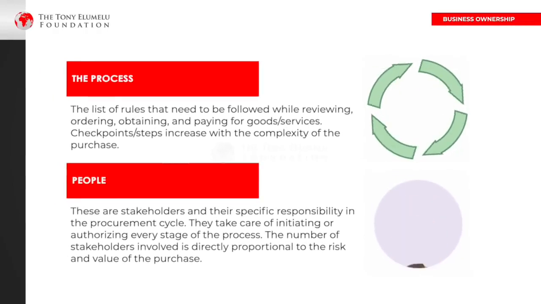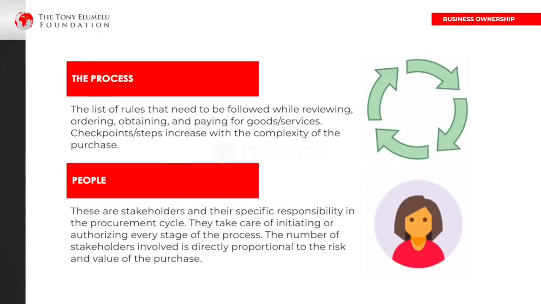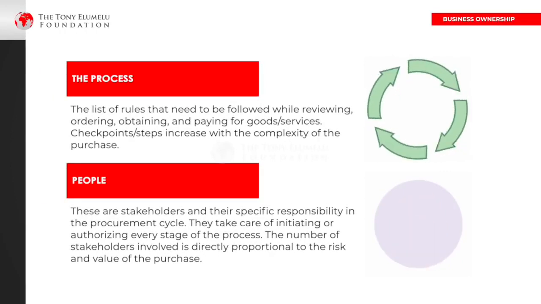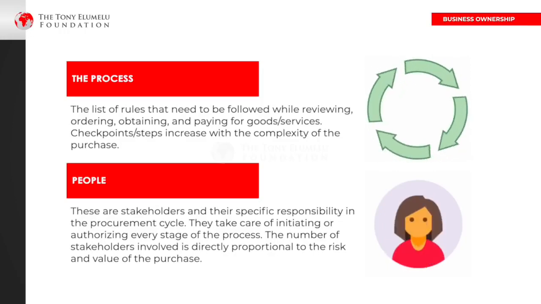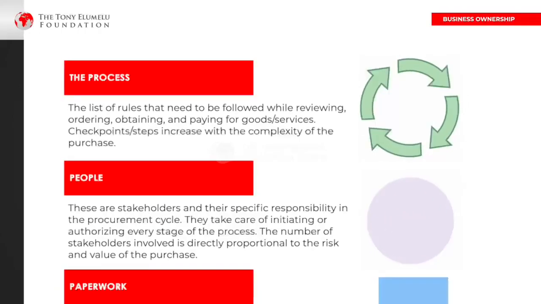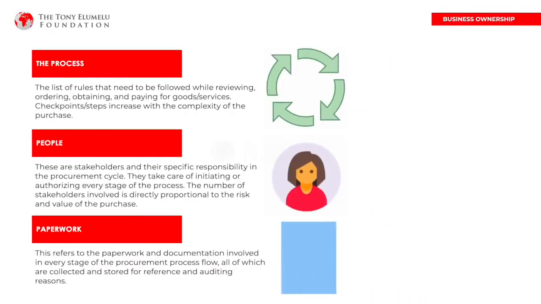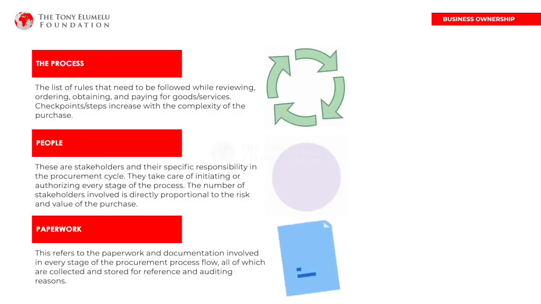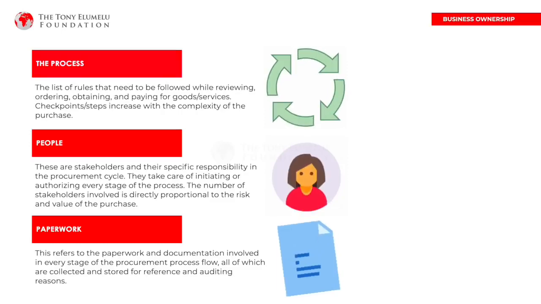People. These are stakeholders and their specific responsibility in the procurement cycle. They take care of initiating or authorizing every stage of the process. The number of stakeholders involved is directly proportional to the risk and value of the purchase. Paperwork. This refers to the paperwork and documentation involved in every stage of the procurement process flow, all of which are collected and stored for reference and auditing reasons.